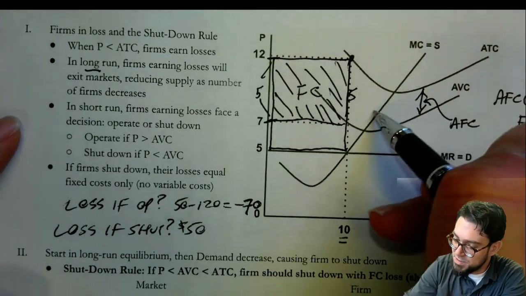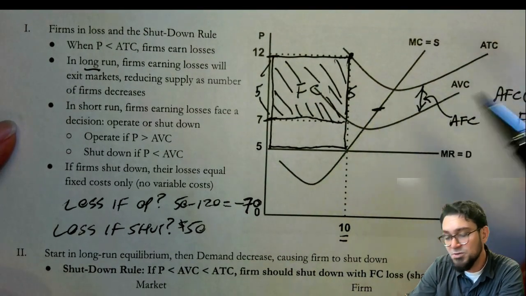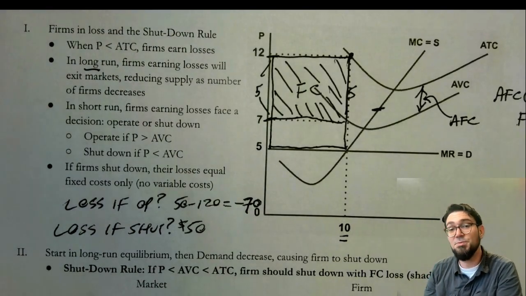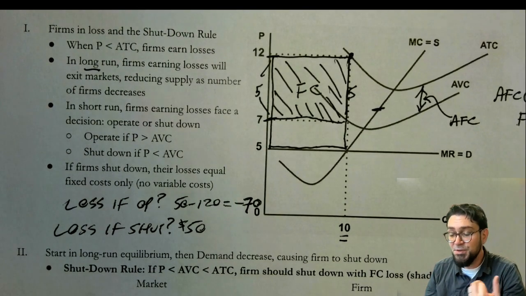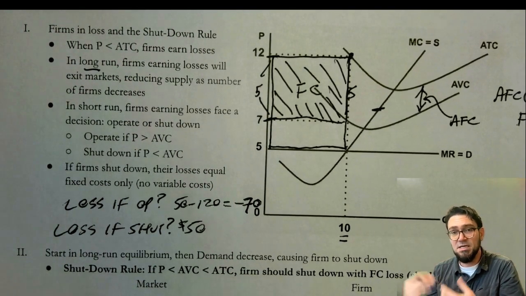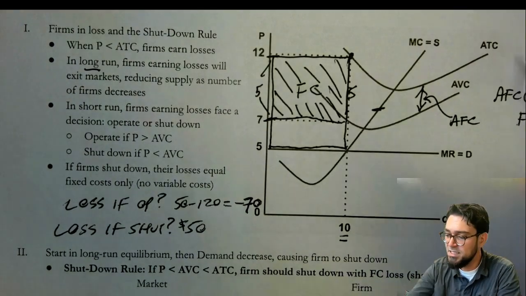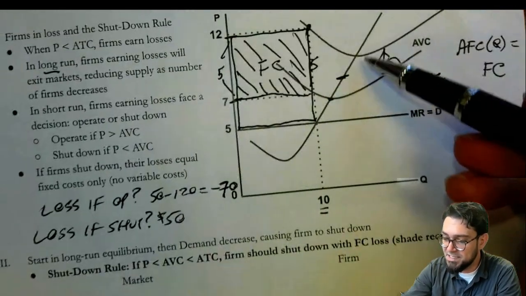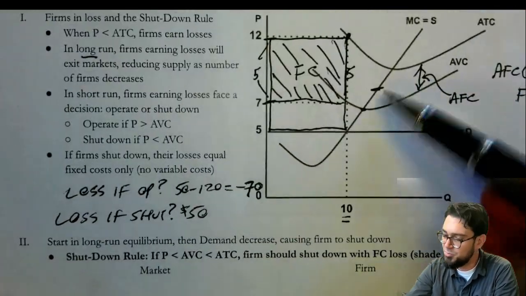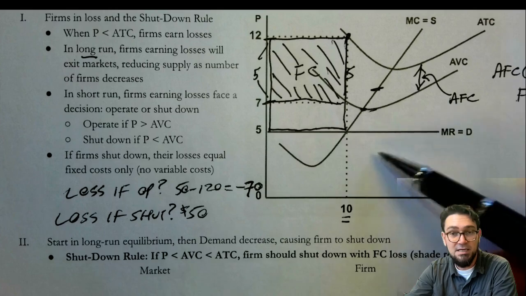But if Mr. DARP were somewhere in here, in between the bottom of the ATC and the bottom of the AVC, the firm's actually better operating because they're able to cover some of their variable cost along with their fixed cost. And so for them, they have a better choice to go ahead and operate when the price is in between these two values. But if the price gets below that AVC, below this minimum of the AVC, then we should shut down.